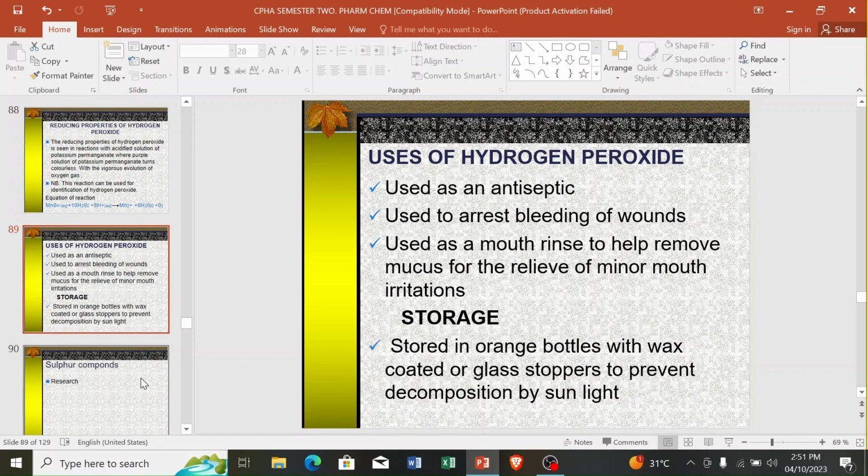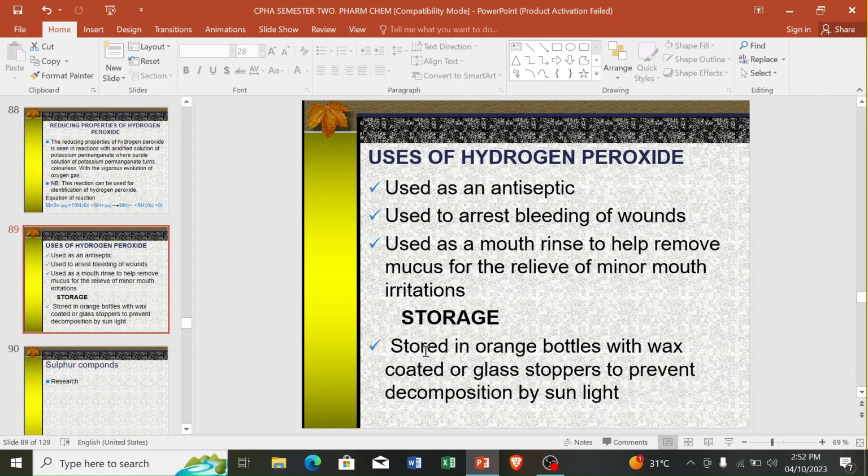So let's look at the uses of hydrogen peroxide. Hydrogen peroxide is used as an antiseptic. It is also used to arrest bleeding of wounds. That's why at a specific percentage, hydrogen peroxide is used for cleaning wounds. It is used as a mouth rinse to help remove mucus for the relief of minor mouth irritations. We find that 2% or 3% hydrogen peroxide is used as a mouthwash.